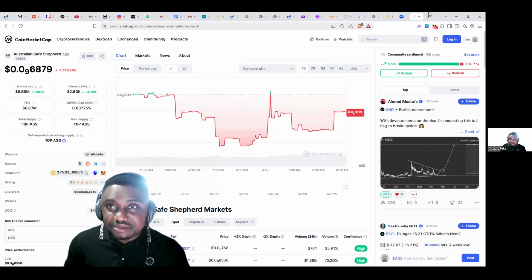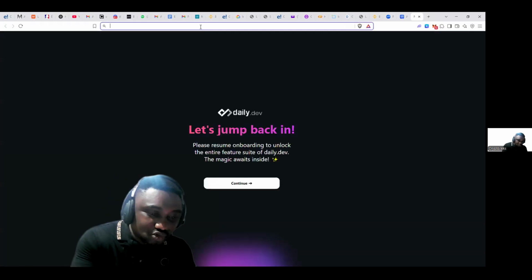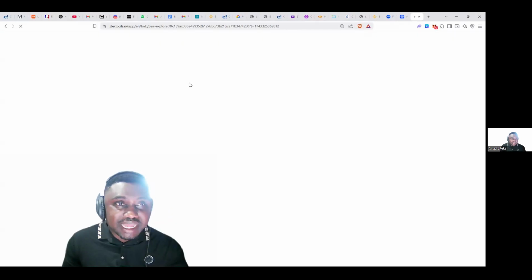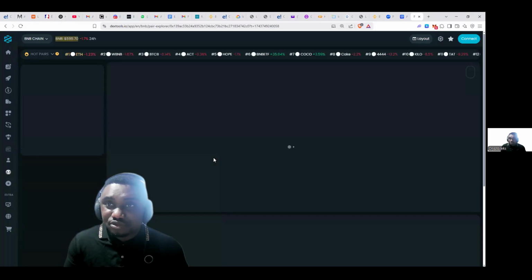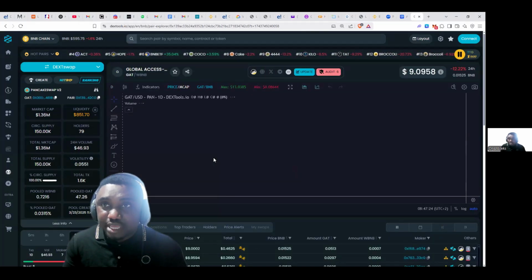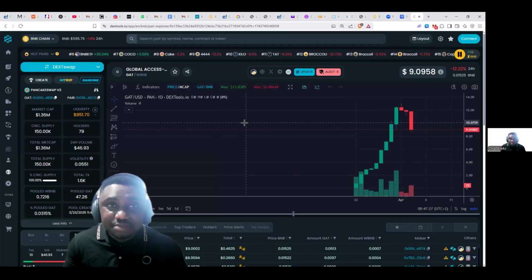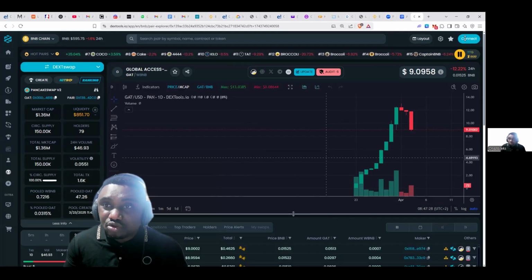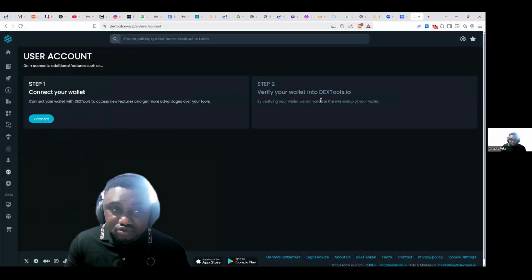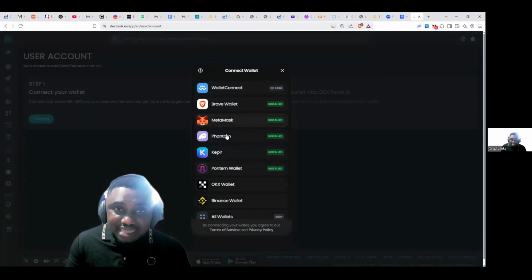In this case, I'm going to use a platform known as DexTool. DexTool is a major decentralized platform that helps you analyze decentralized projects and even buy and sell other projects in a decentralized manner. If you want to buy or sell any project here, you just have to click on connect. It will guide you through the steps of connecting your wallet, which can be your MetaMask, your Phantom wallet, your Keplr, any kind of Web3 wallet.